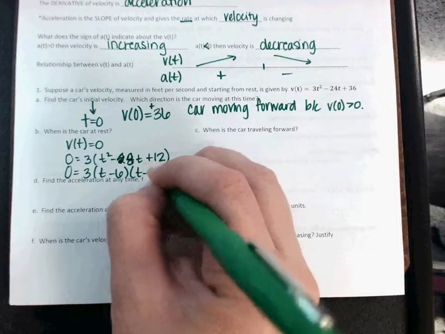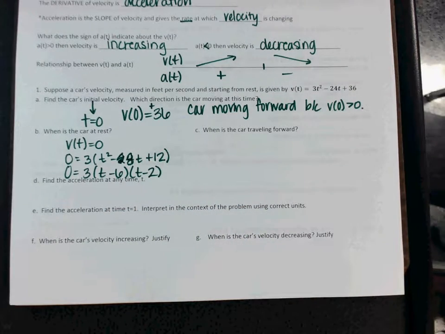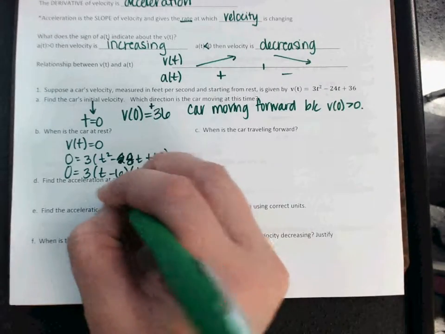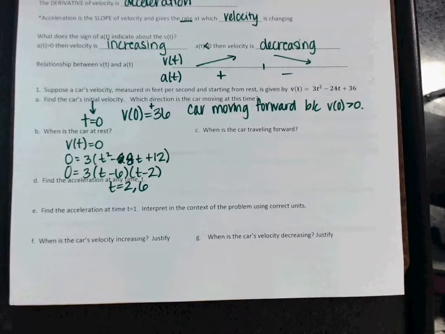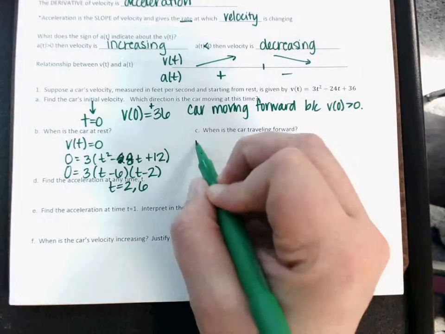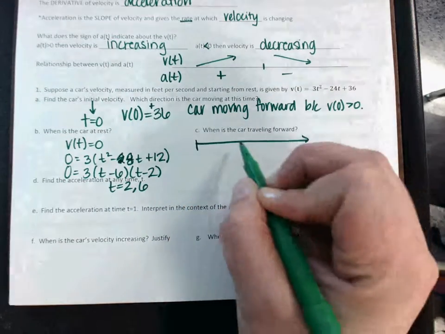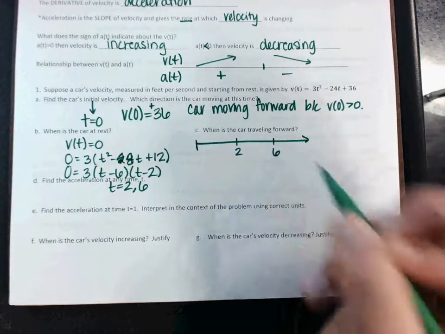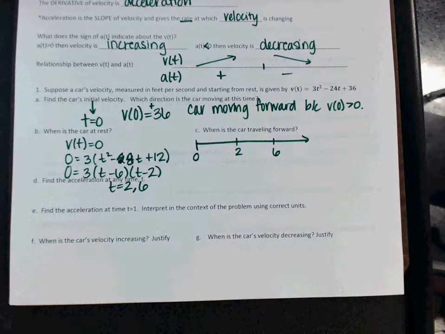Negative 6, negative 2. Very good. Which means that my car will be at rest at the zeros or the solutions, which would be what? Very good. Okay, come over to when is the car traveling forward? I'm doing a line test. 2 and 6 are both going to go on my line test.